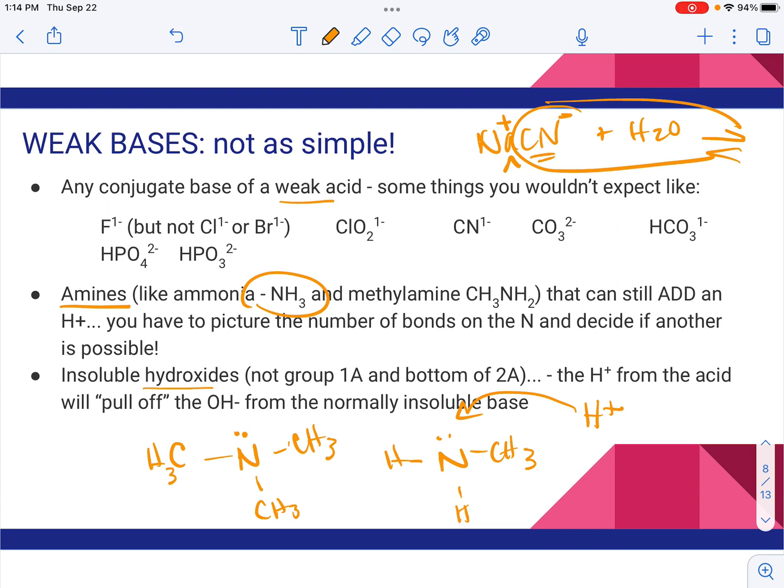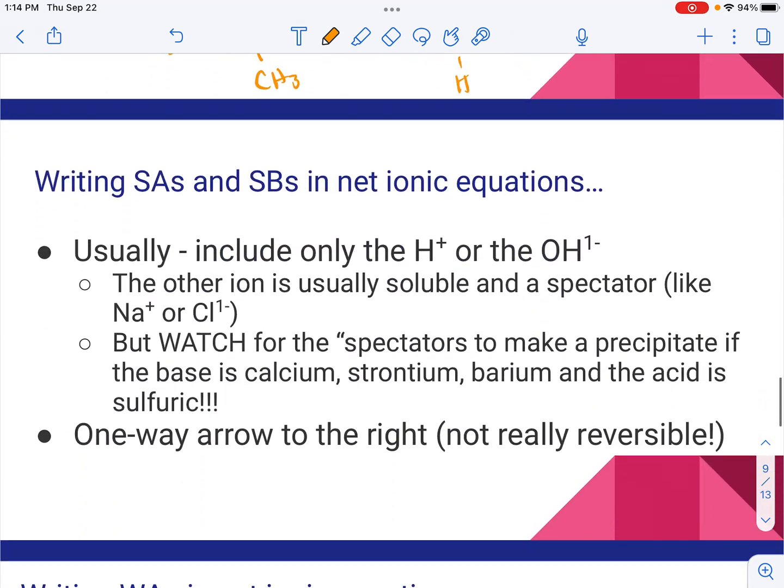And then finally, the insoluble hydroxides are also considered to be weak bases. So they won't dissolve in water, but when you react them with an acid, then the hydrogen ion from the acid pulls the OH off of what would normally be insoluble. So these are your weak bases, all right?